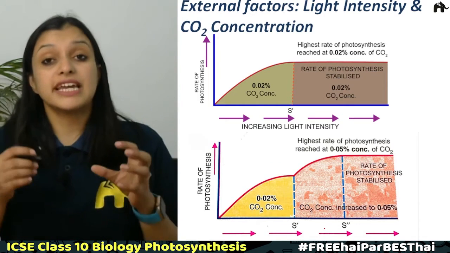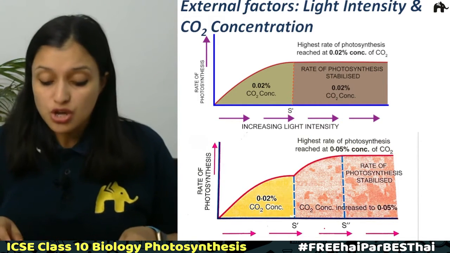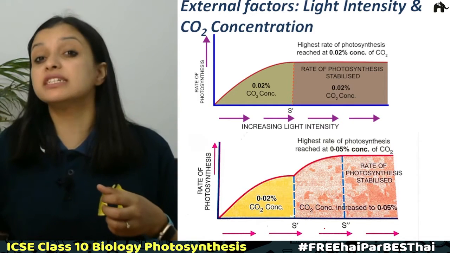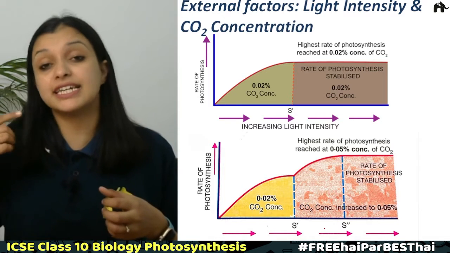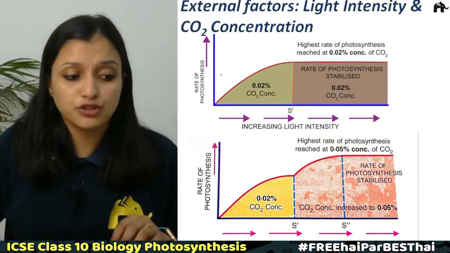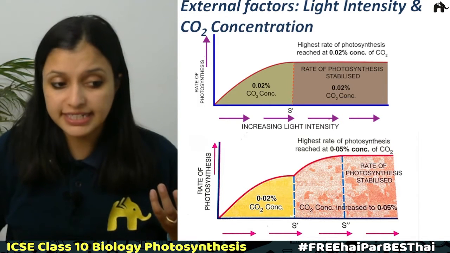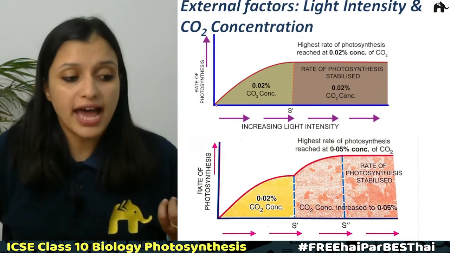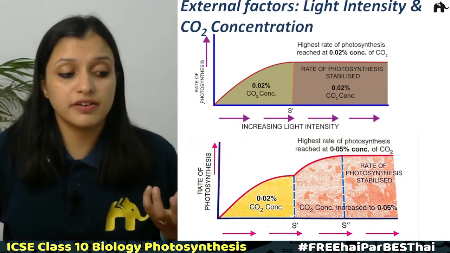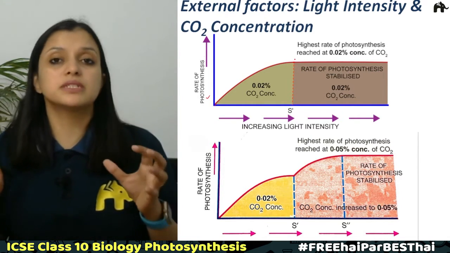Now next comes the external factors. We'll be starting with the light intensity and the carbon dioxide concentration. These two go side by side. If I say that the photosynthesis will increase as the light intensity will increase, to some point it is correct. As you can see over here, this is the rate of photosynthesis, this is the intensity of light, and this intensity of light is increasing this way, right? As the intensity of light increases, the rate of photosynthesis also increases, right? But after a point it becomes stabilized.